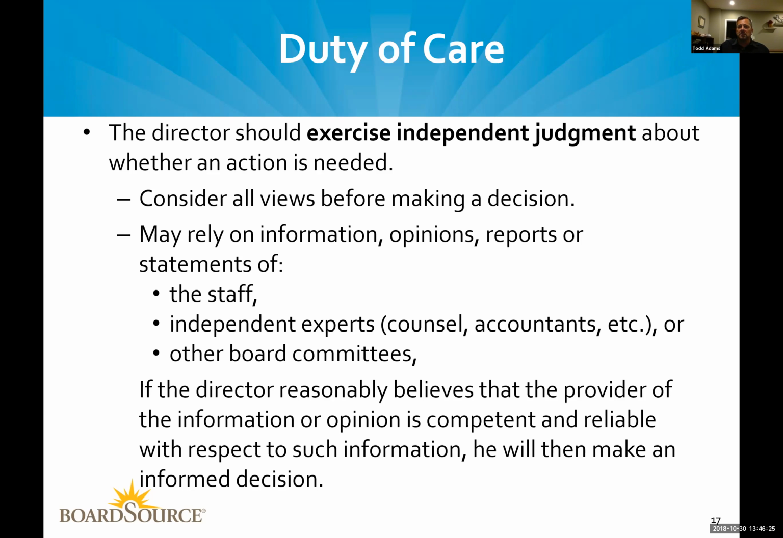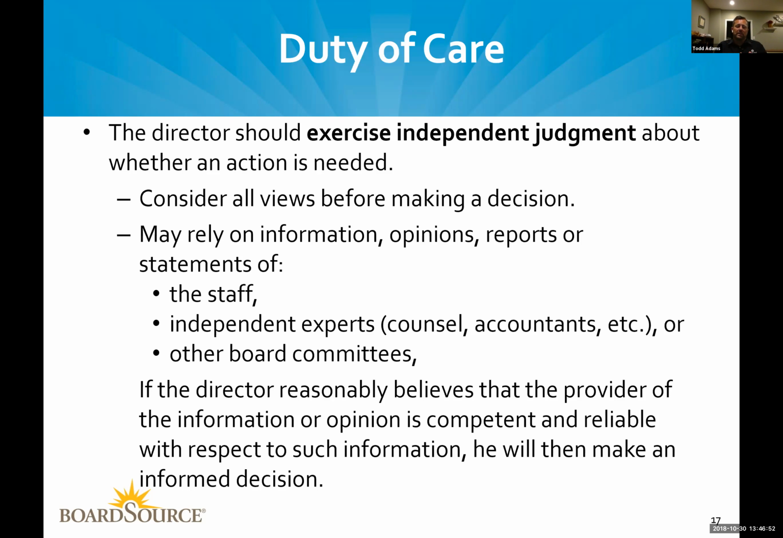Another part of the duty of care is exercising independent judgment. So I can get information from the staff, I can get information from independent experts, legal counsel, accountants, auditors, other board members, the board committee's work, and I can rely on that information for forming an opinion and for making a judgment, but it needs to be an informed opinion, and I need to be exercising independent judgment.